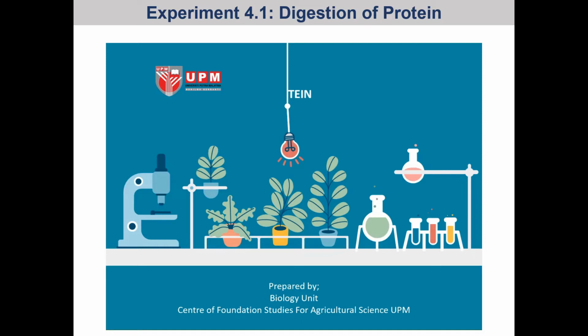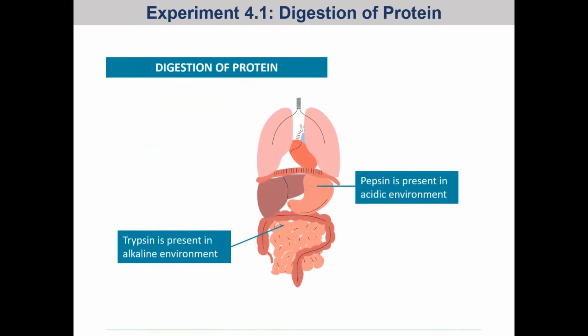This is a video for experiment 4.1, digestion of protein. Digestion is the mechanical and chemical breakdown of food into small organic fragments. It is important to break down macromolecules into smaller fragments that are of suitable size for absorption across the digestive epithelium. A large part of protein digestion takes place in the stomach.